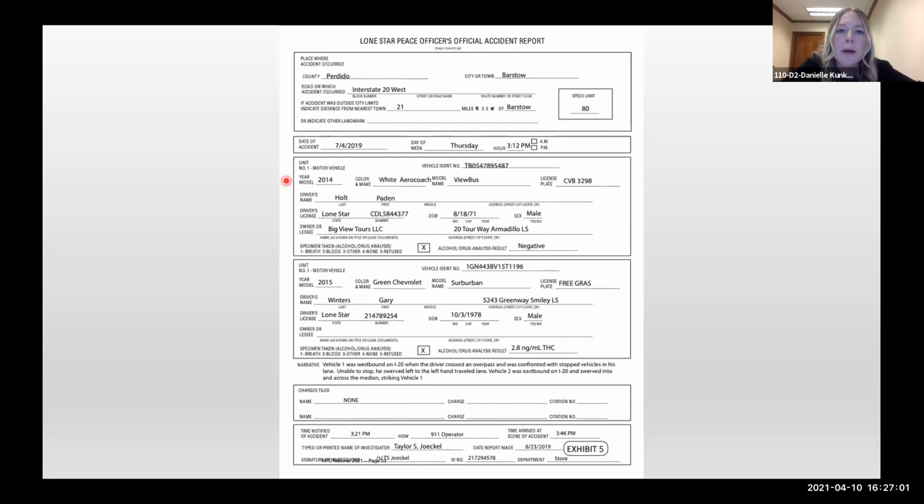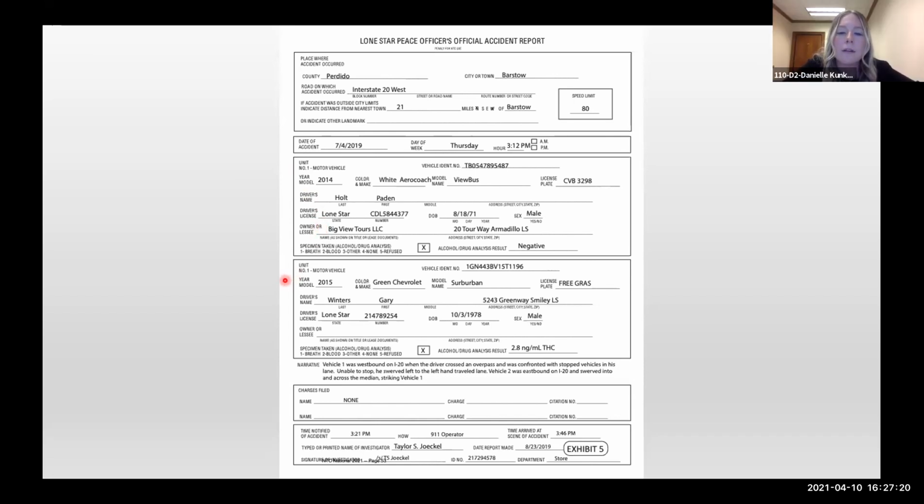Who was operating that bus? A person by the name of Padden Holt. What company was Mr. Holt working for that day? Big View Tours LLC. So was Aero Coach operating this bus on July 4th? No.